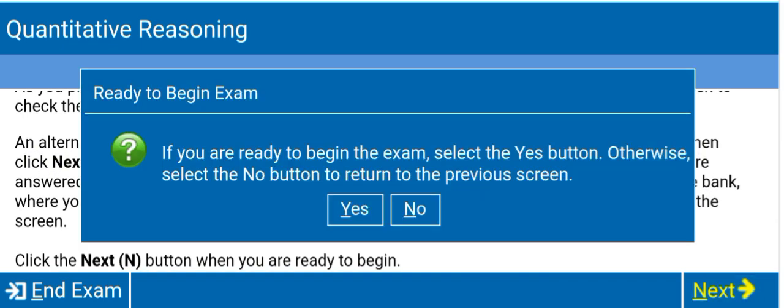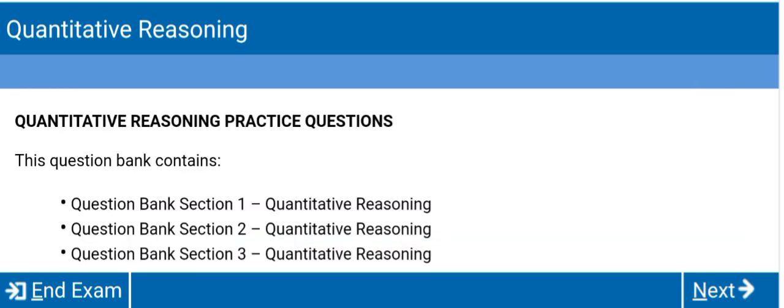So now we are ready to begin, so we will click the next button, and this option will pop up whenever you are going to start. Here they are asking if you are ready to begin the exam, then select the yes button. Otherwise, select the no button to return to the previous screen. As we are ready to begin this exam, we'll select the yes button. It will take us to the next screen, which is the quantitative reasoning practice questions.